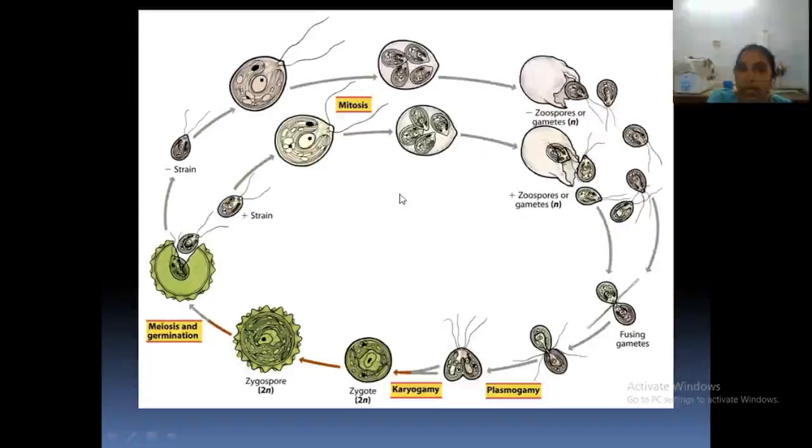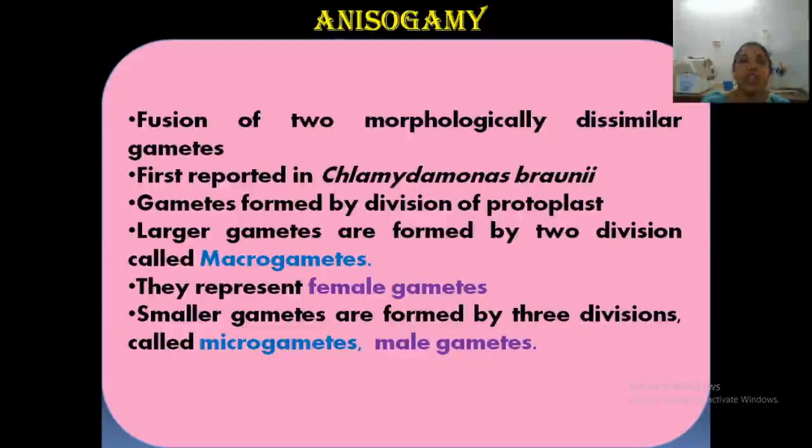That is isogamy. Now the second one is anisogamy. What is the difference? The term itself indicates that two morphologically dissimilar gametes undergo fusion. It was first reported in Chlamydomonas braunii, and the gametes are formed by division of the protoplast. The larger gametes are called macrogametes, and they are the female gametes, and the smaller ones are the microgametes, or the male gametes.